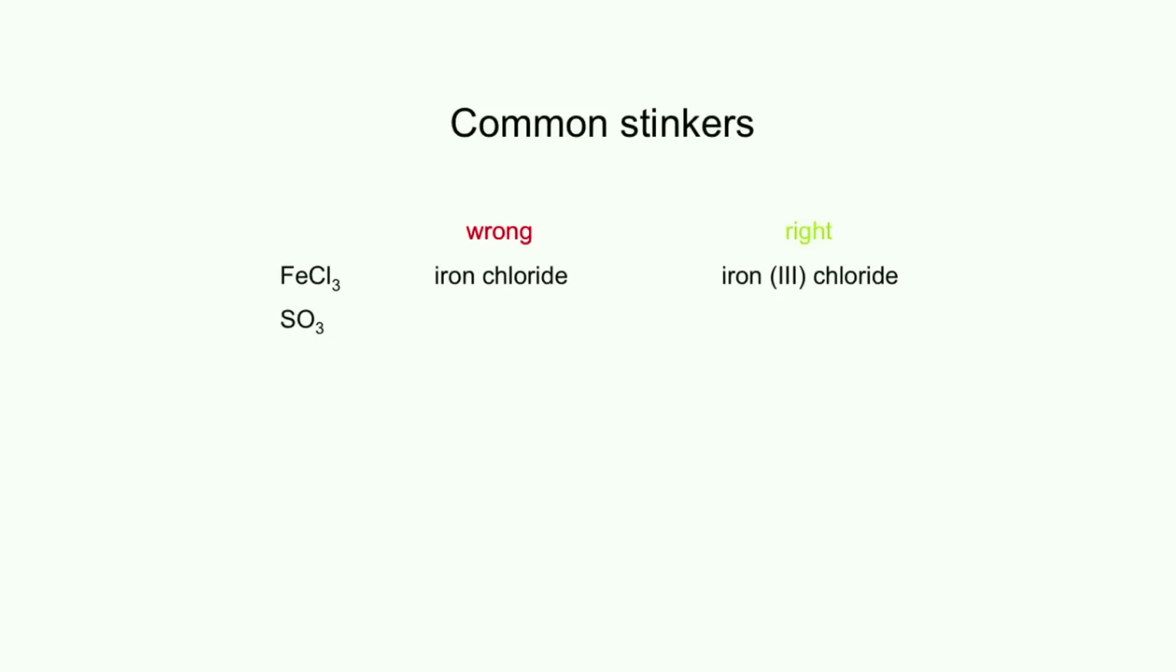In the next example, SO3, this looks a lot like the sulfite anion. However, it is not. The sulfite anion, which is a polyatomic anion, has a charge of -2 because it is an anion. However, this compound is neutral. This is not an anion. This is a neutral compound, a binary covalent compound. This is sulfur trioxide.